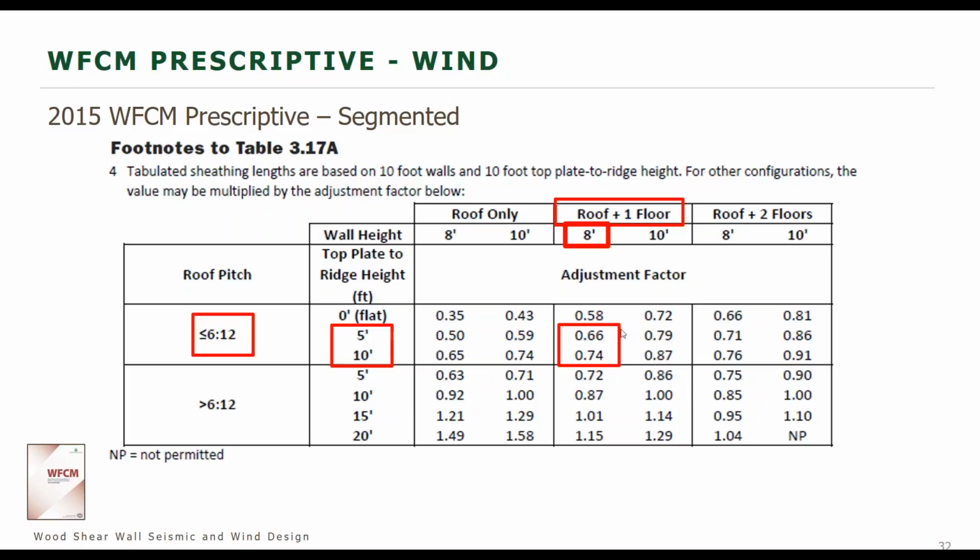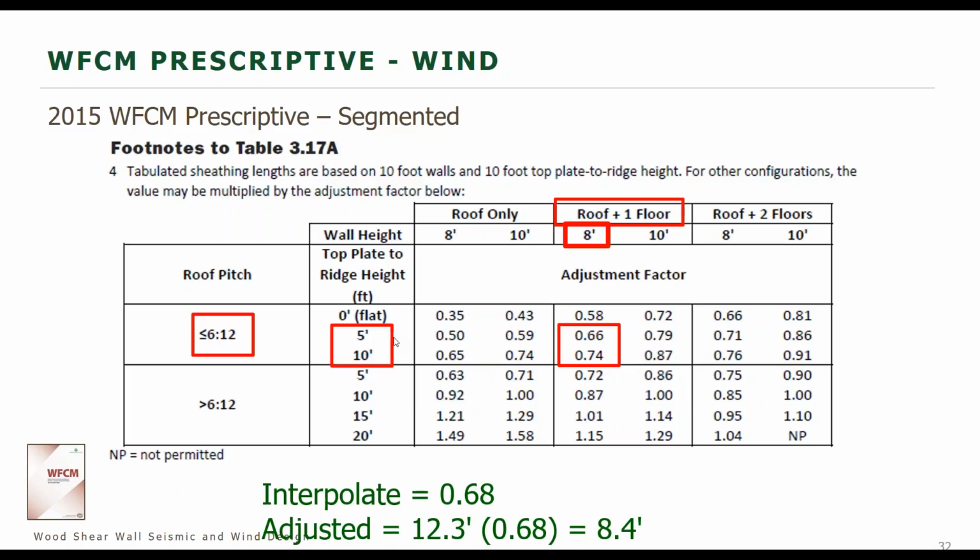So using the table in footnote 4, we can interpolate for our roof pitch. Again, remember we had a 5 and 12 roof pitch. So interpolating, we get an adjustment factor of 0.68. So multiplying that by the 12.3 feet that we pulled out of the table, we see that we have a required full height segment length of 8.4 feet.